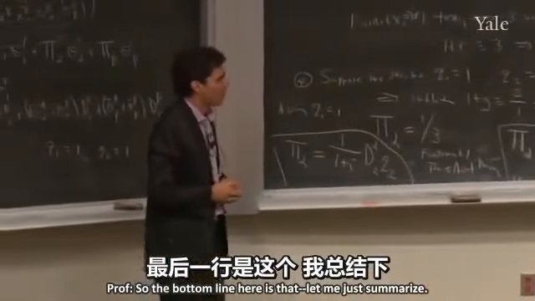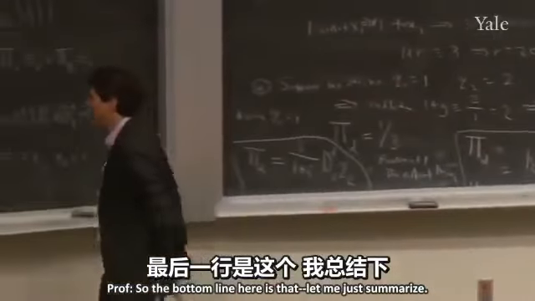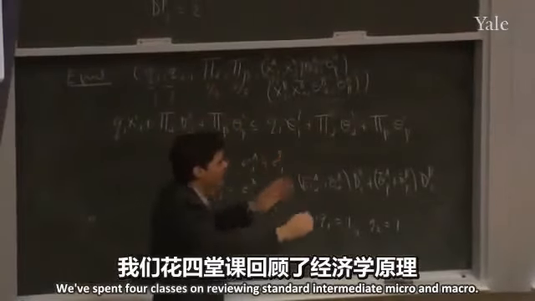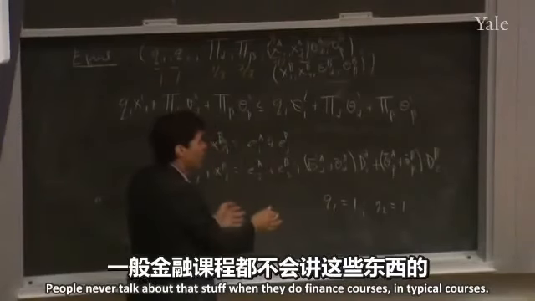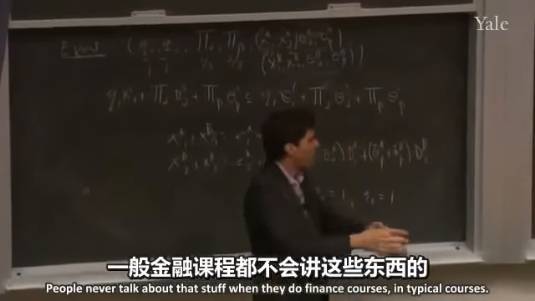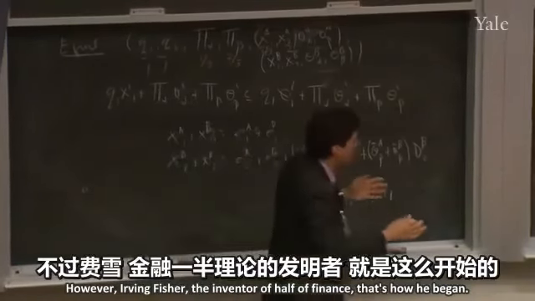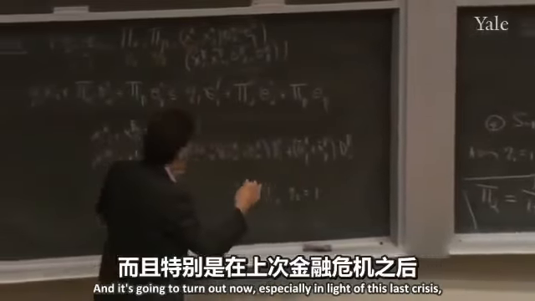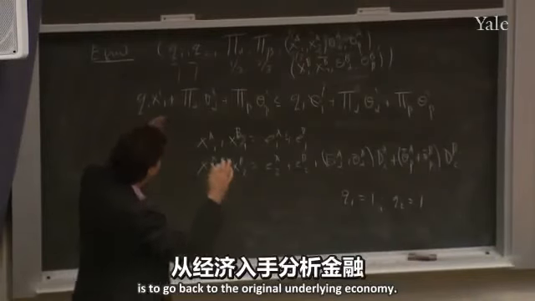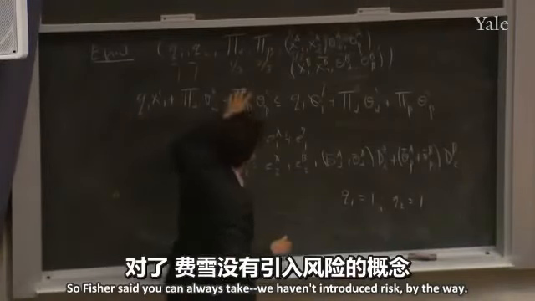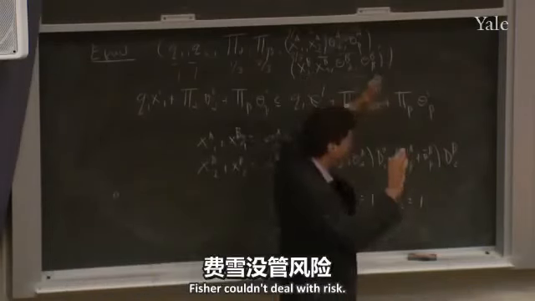Okay, so the bottom line here is that, let me just summarize. We've spent 4 classes on reviewing standard intermediate micro and macro. People never talk about that stuff when they do finance courses and typical courses. However, Irving Fisher, the inventor of half of finance, that's how he began. And it's going to turn out now, especially in light of this last crisis, that the best way to understand what's going on is to go back to the original underlying economy. So Fisher said you can always take, we haven't introduced risk, by the way. When that happens, things are going to get more complicated. Fisher couldn't deal with risk.